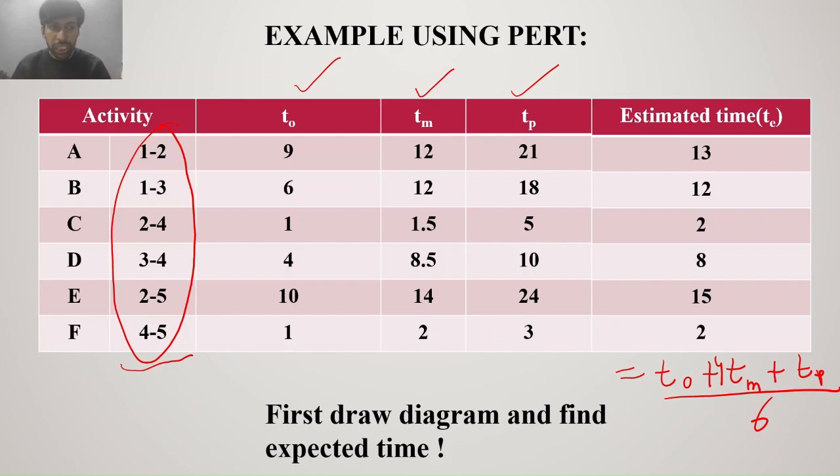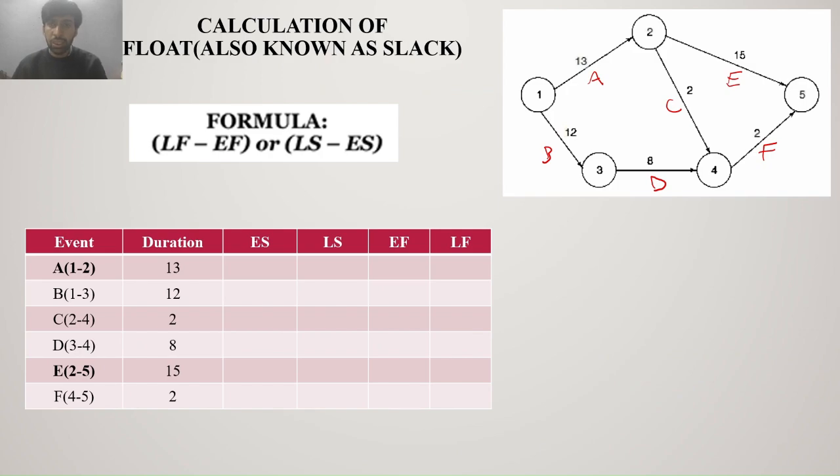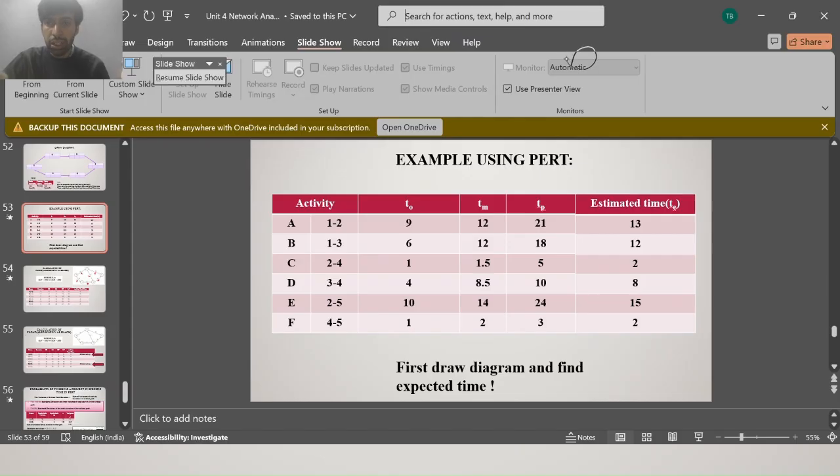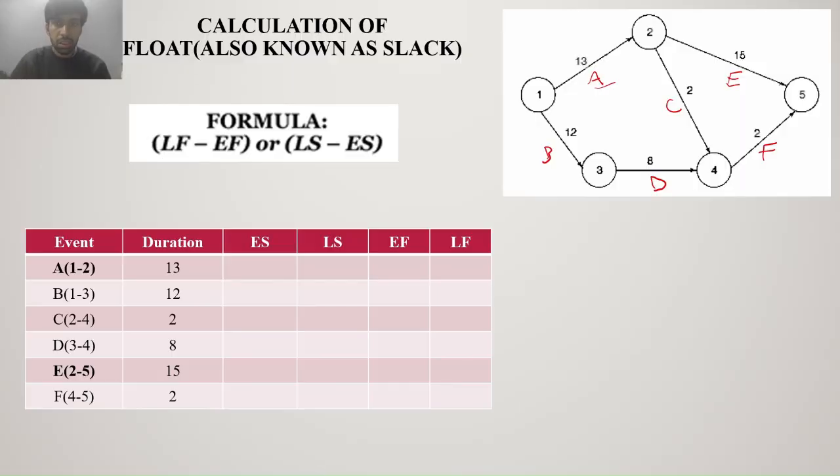So first, seeing the logical sequence, draw a network diagram. As you can see above, I have shown a network diagram. Just see the logical sequence and draw this diagram because it will be very helpful. Activities are shown on the arrows, not on the nodes, and with the duration we have calculated. So as you can see, A is 13. This is shown here.